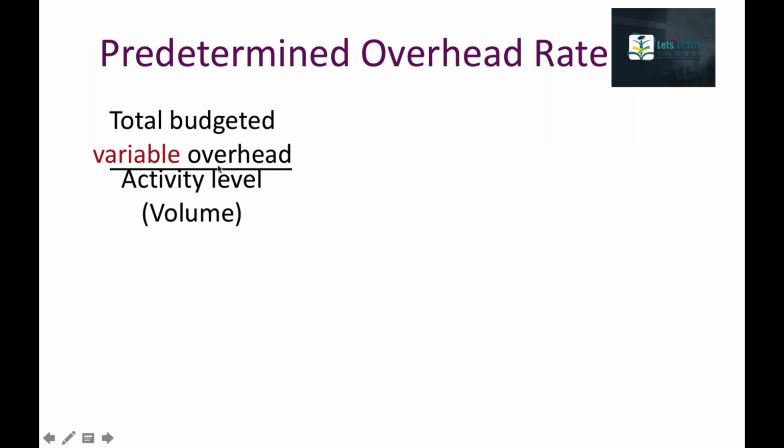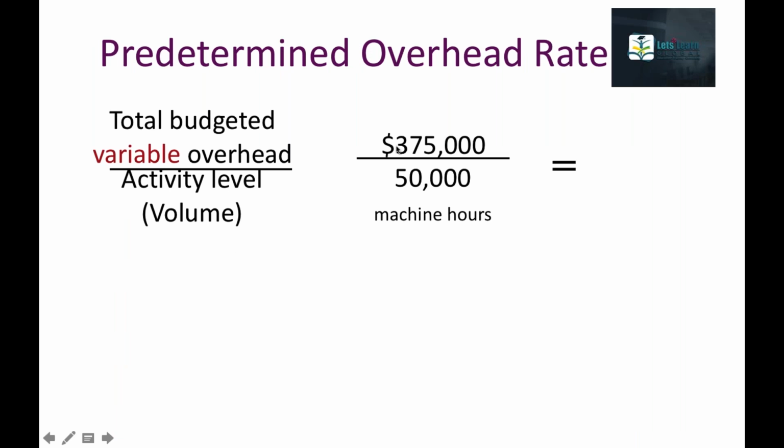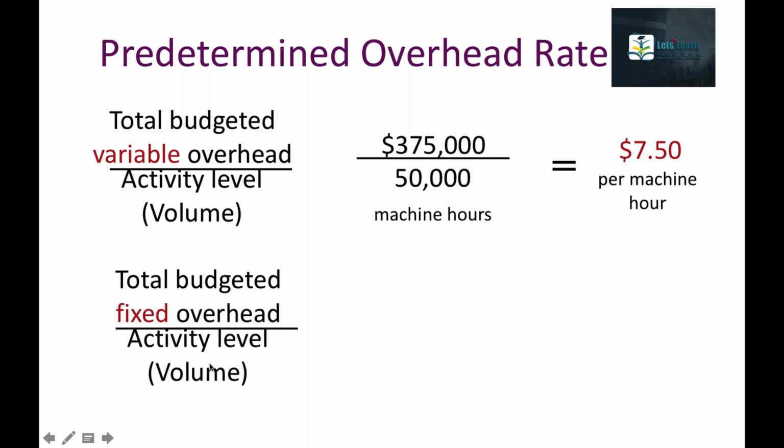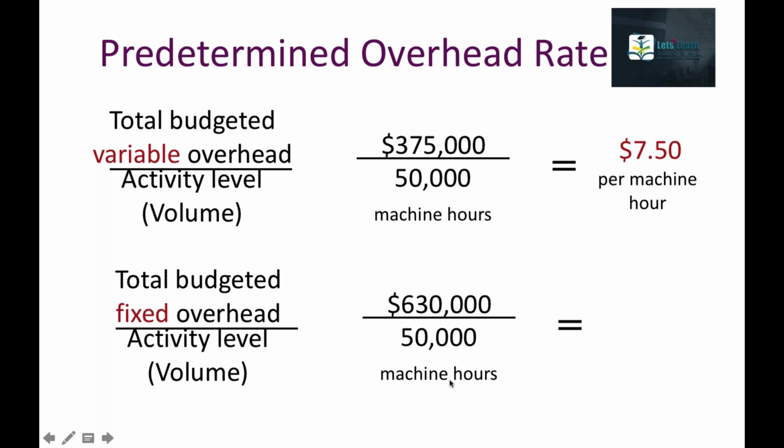Now, predetermined overhead rate for variable and for fixed, if the company wants to calculate different ones: say $375,000 is the variable overhead, and we use, say, 50,000 machine hours, and per machine hour it is going to be $7.5. And for fixed, say, for example, we are using a different activity level, whether machine hours or labor hours. Here I used again machine hours only, it is $12.6. Or else you can use $375,000 plus $630,000 divided by 50,000, and you will get the overhead per machine hour.